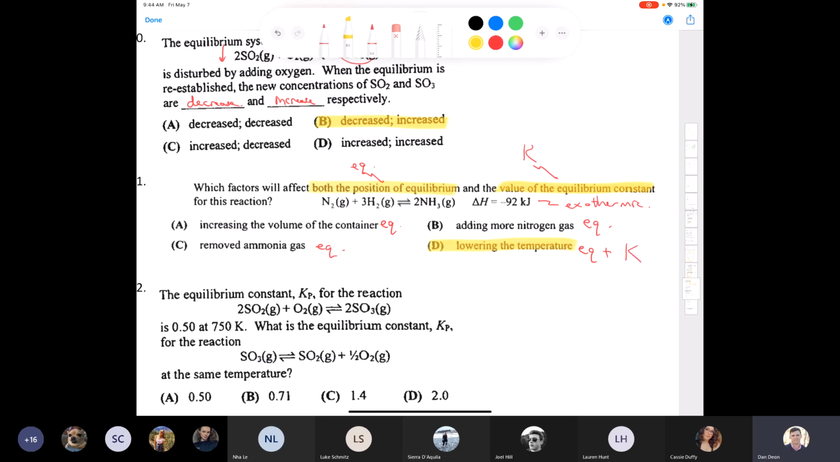Give me a thumbs up if you got that one right. You noticed right away that changing the temperature is going to have an effect on the equilibrium constant. We went over that many times over the course of the semester.